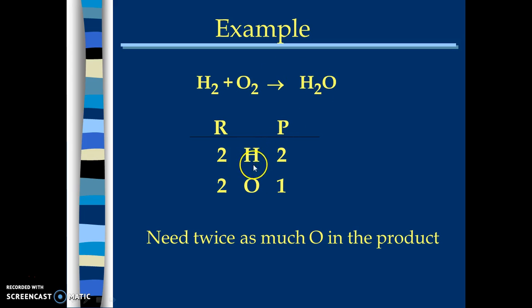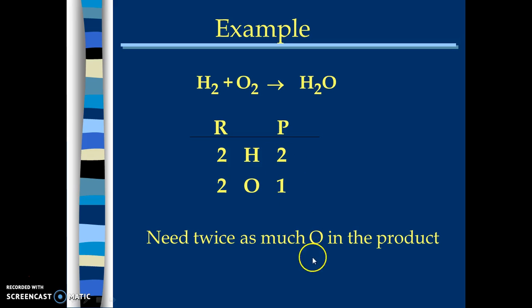And in the middle, you can put your elements. I have hydrogen and I have oxygen in the reaction. On the reactant side, I have 2 hydrogens and I have 2 oxygens. So that's why I have those 2's down here. On the product side, I have 2 hydrogens but only 1 oxygen. So that's why I have the 2 and the 1 here.